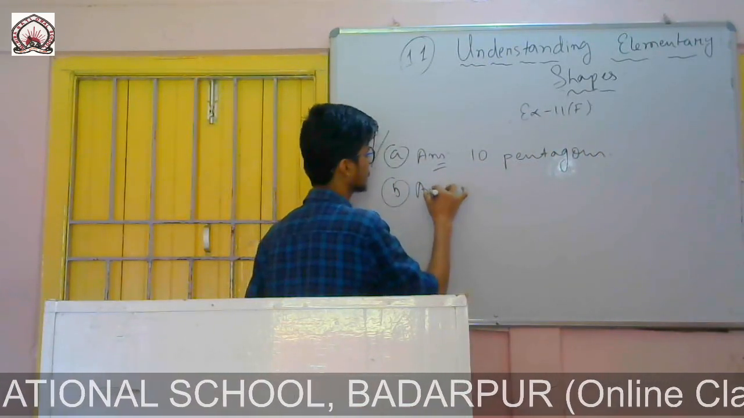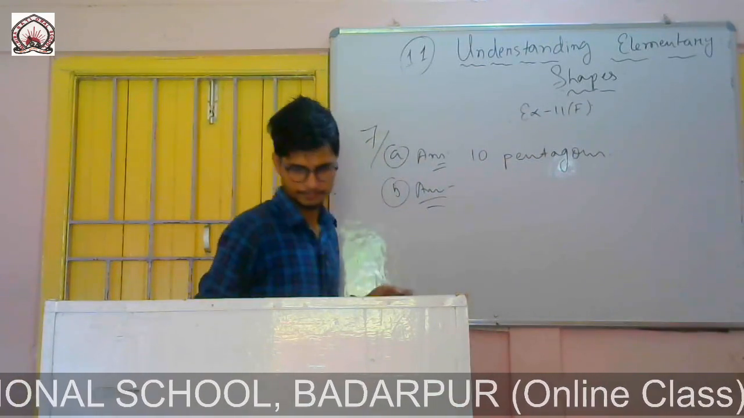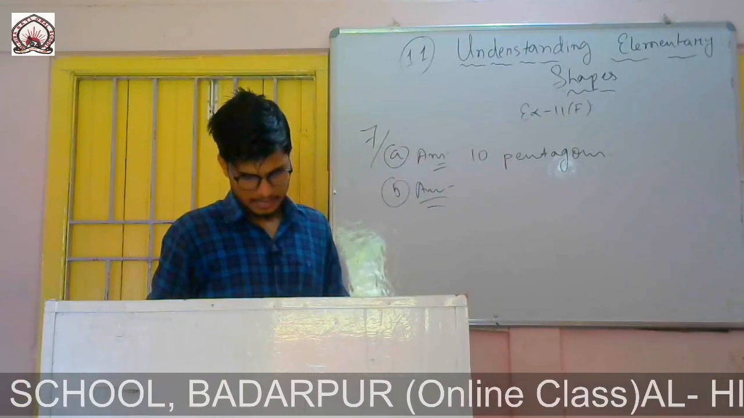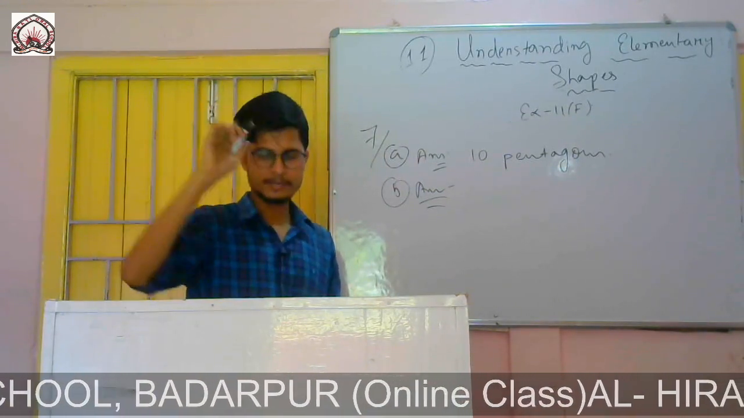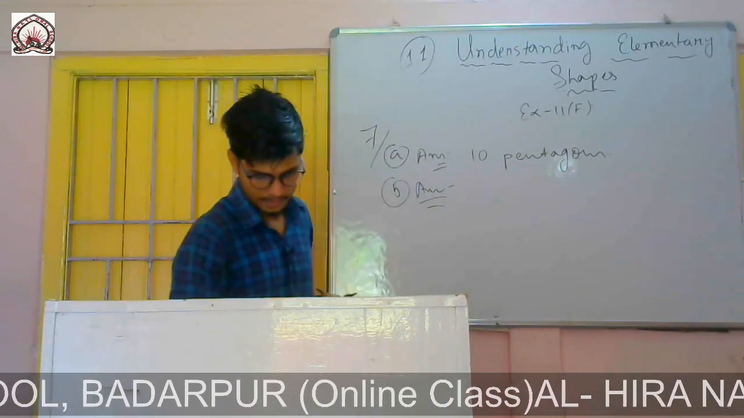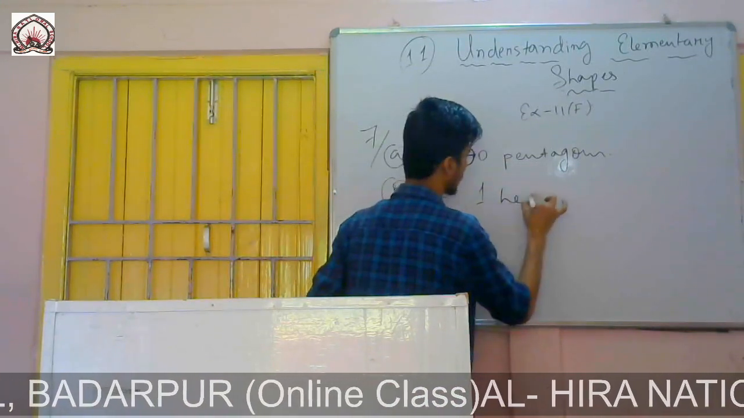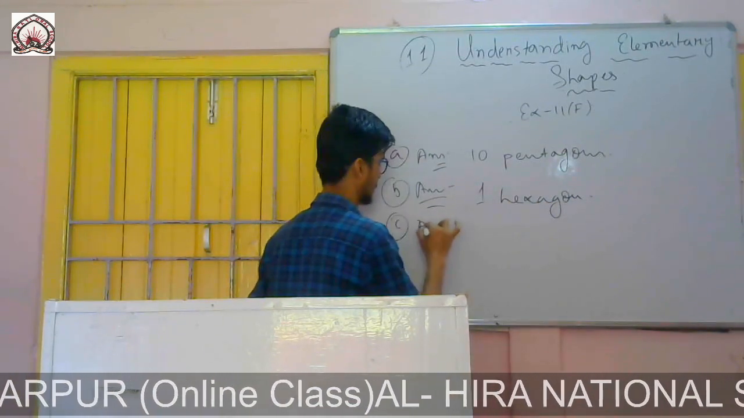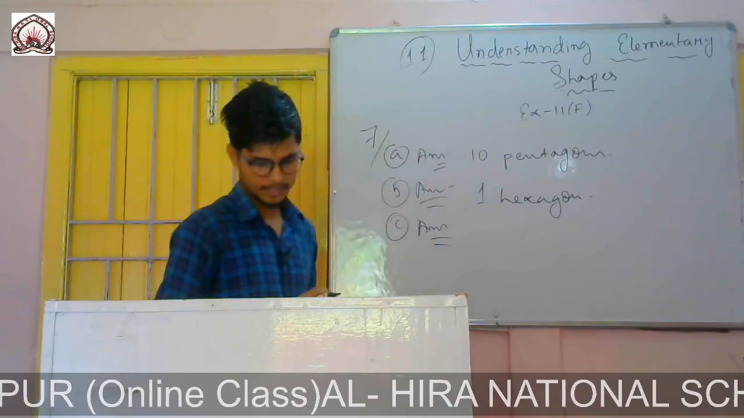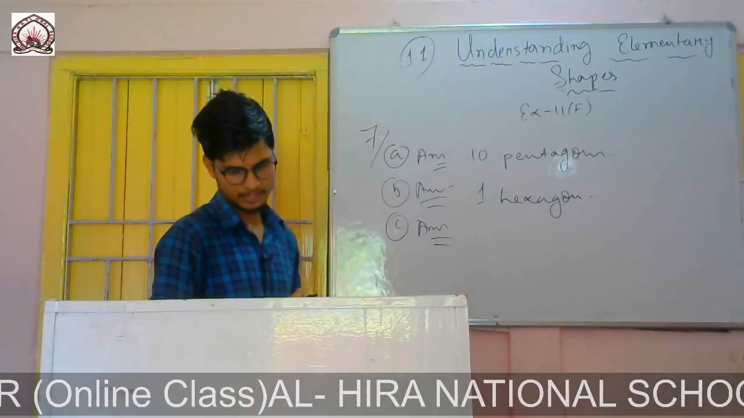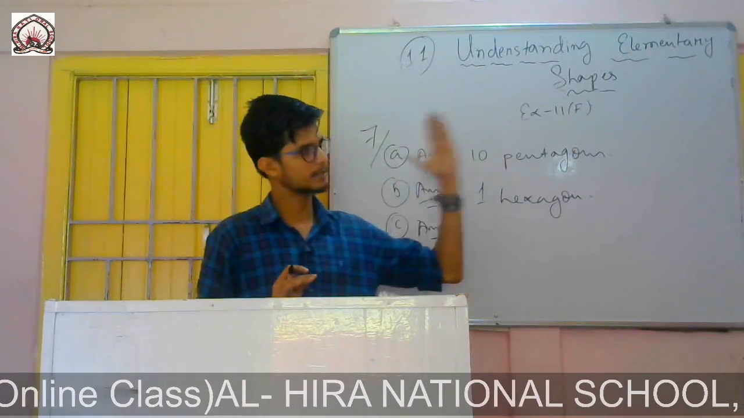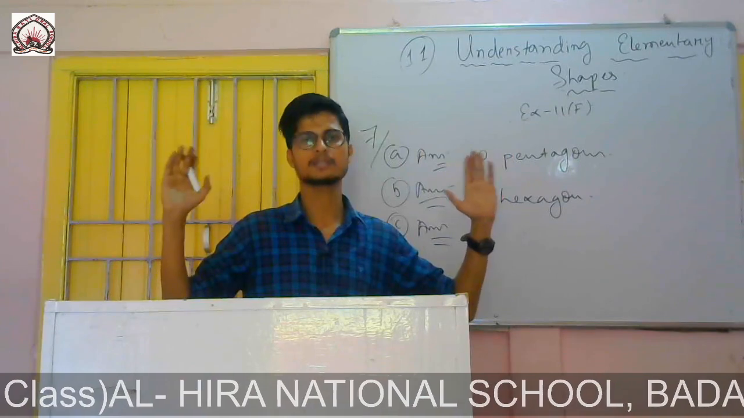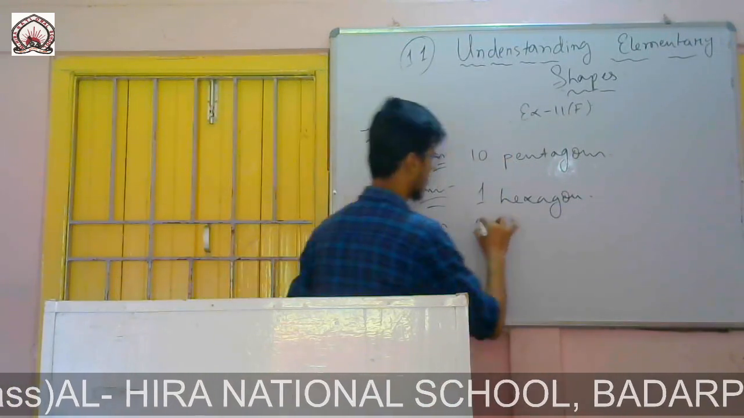Then B answer. How many hexagons are there? Only the middle one, you see in the middle you will find one figure with 6 sides. So the answer is 1 hexagon. Then question number C, how many heptagons are there? In the right side one and left side one, you will find 2 figures. So only 2 heptagons.